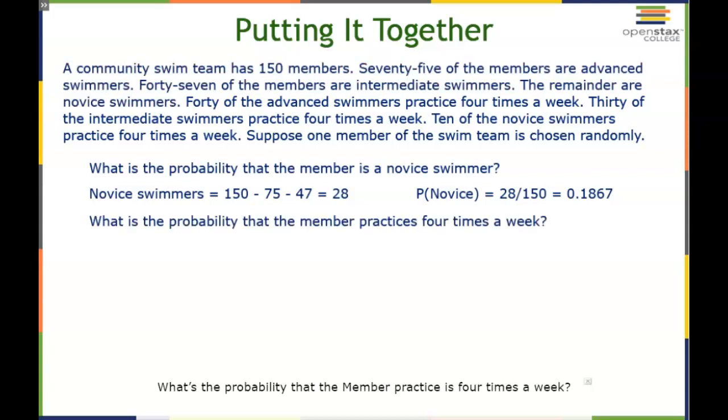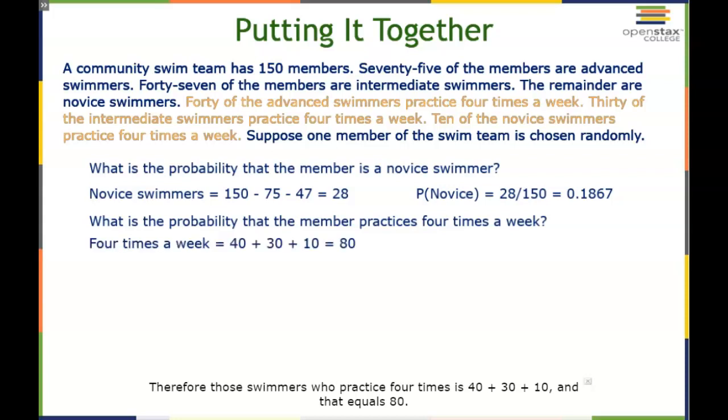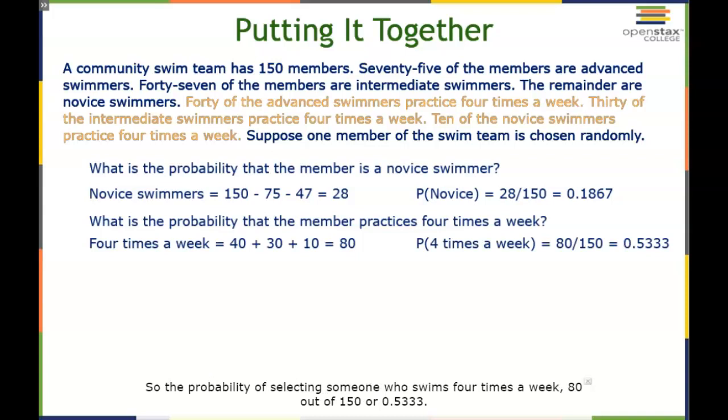What's the probability that the member practices 4 times a week? There are 40 advanced swimmers who practice 4 times a week, 30 intermediate swimmers who practice 4 times a week, and 10 of the novice swimmers practice 4 times a week. Therefore, those swimmers who practice 4 times a week is 40 plus 30 plus 10, and that equals 80. So the probability of selecting someone who swims 4 times a week is 80 out of 150, or 0.5333.